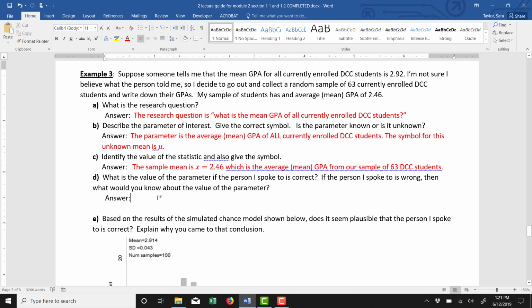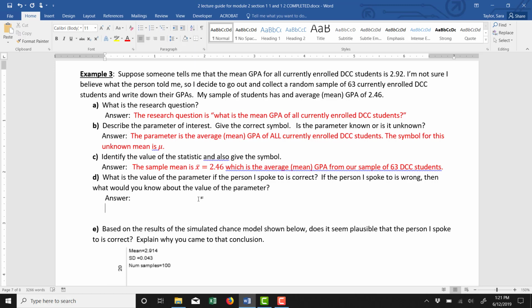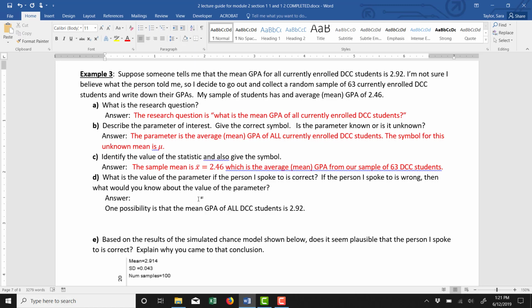Part D asks, what is the value of the parameter? If the person I spoke to is correct, then alternatively, if the person I spoke to is wrong, then what would we know about the value of the parameter? So one possibility is that the person I spoke to is correct, and the parameter value is actually 2.92. So the mean GPA of all DCC students is 2.92. The other possibility, the alternative, is that that person is wrong, and the mean GPA of all DCC students is some other number that's not 2.92.